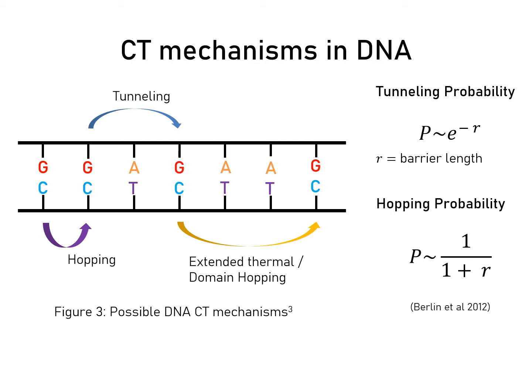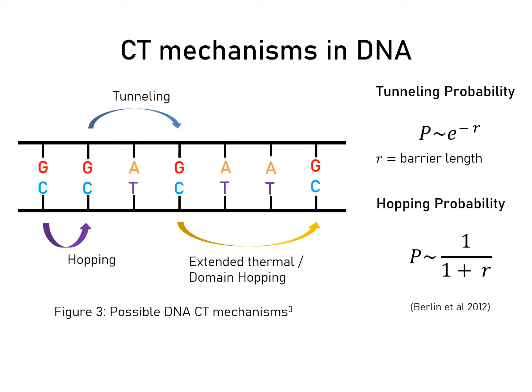Guanine cytosine bases have a relatively low electron affinity, making it relatively easy for an electron to hop from one GC base to an adjacent one, assisted by thermal energy. Adenine-thymine base pairs have a higher electron affinity, and so it's very difficult to remove an electron from one and send it to a neighbor.